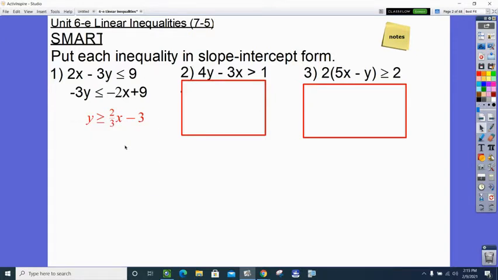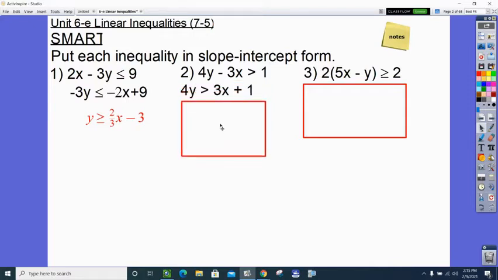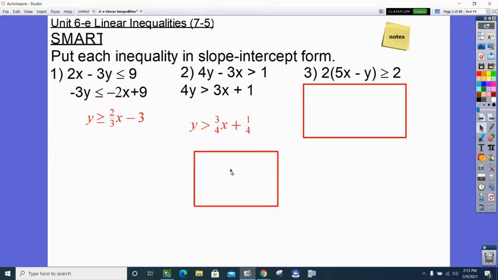In a minute, we're going to talk about graphing that. Okay, now that you tried that one, how about number 2? Okay, did you add 3x to both sides? And did you divide everybody by positive 4 so that the inequality would not switch this time?